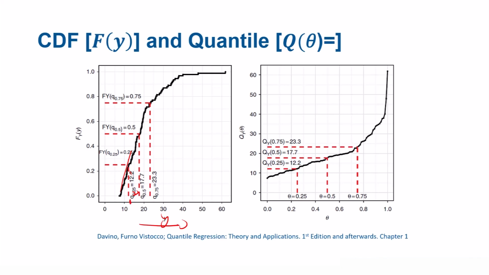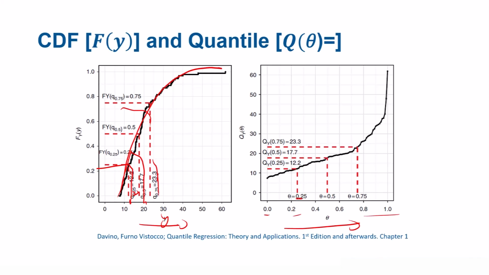So 12.2 maps to the 25th percentile, while 17.7 maps to the 50th percentile, and 23.3 maps to the 75th quantile or percentile. So this is our typical CDF, which is rising. Now suppose I want to map quantiles with the quantile function. So on the x-axis I have quantiles like 0, 0.2, 0.4 and so on.